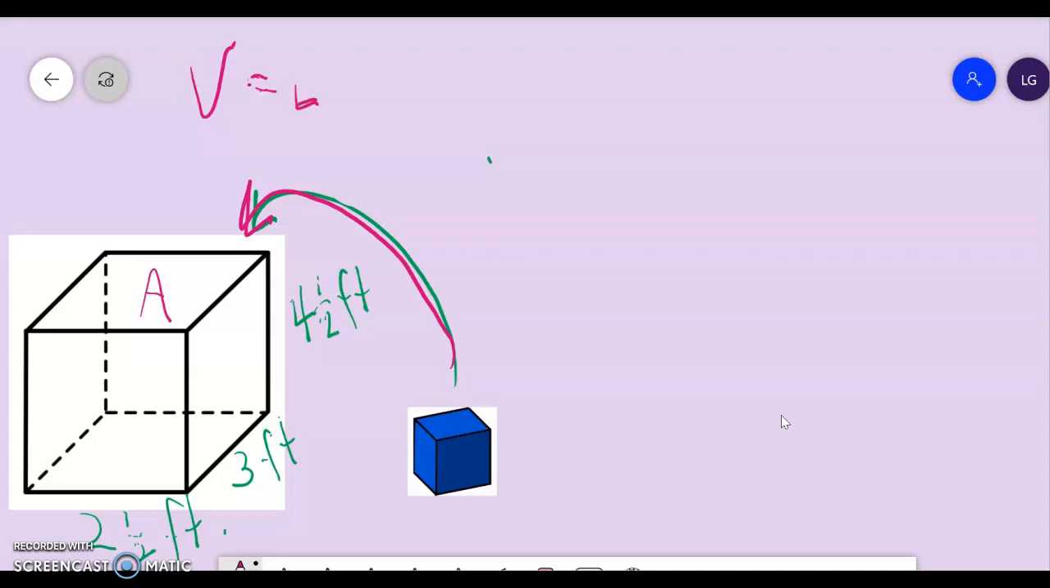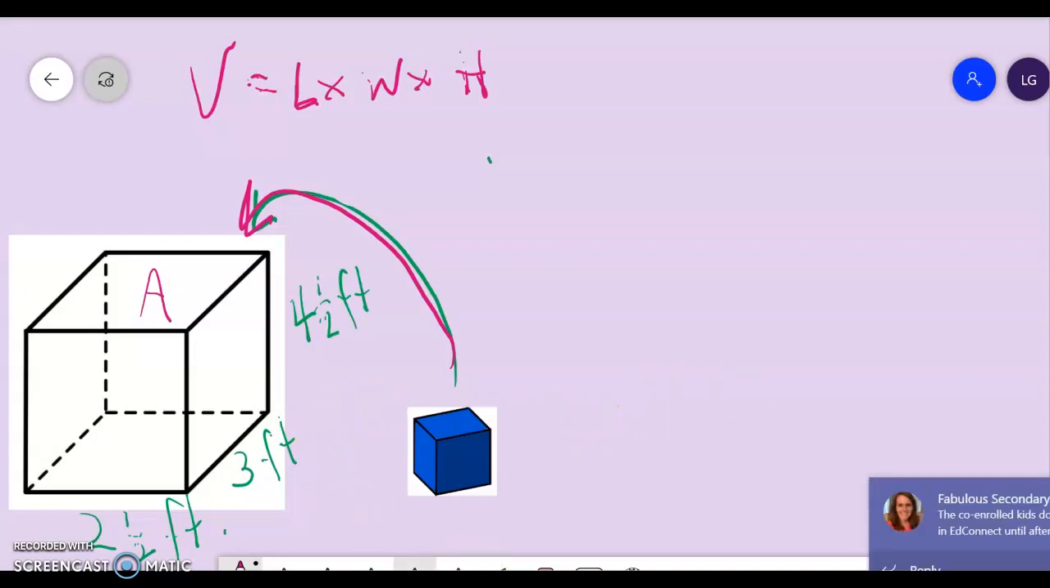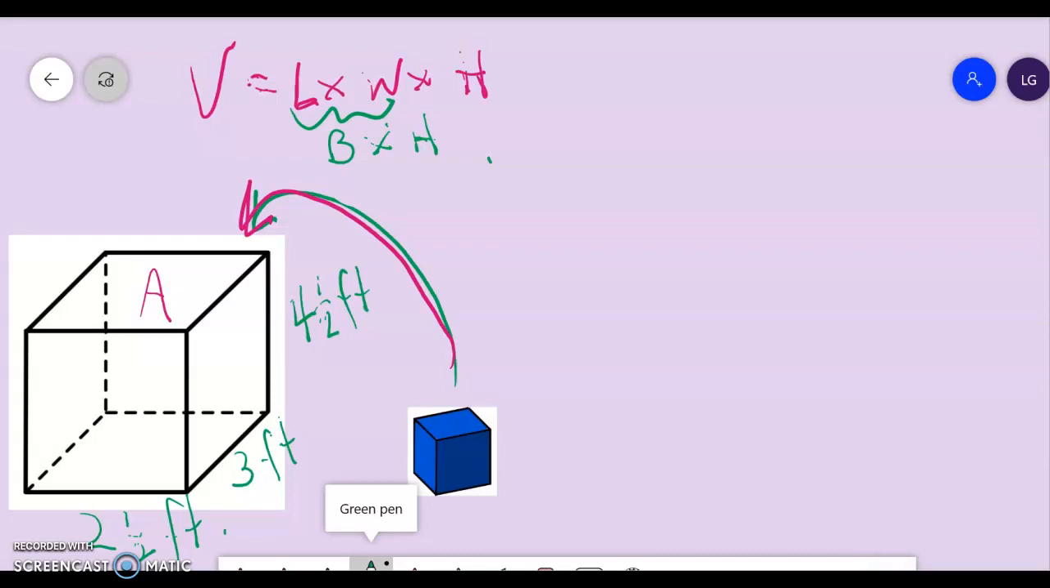Length times width times height. Sometimes you will also see that as base times height. And it's okay if you tell me that when we are conducting our DBA, as long as you're able to tell me what base equals. Base equals length times width, because we would be looking at the area of this bottom part. Okay, so let's go ahead and start solving.